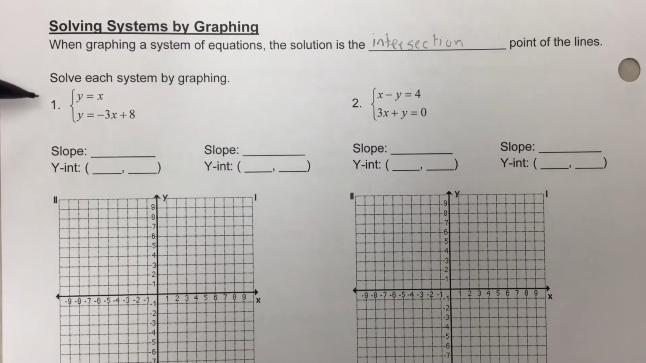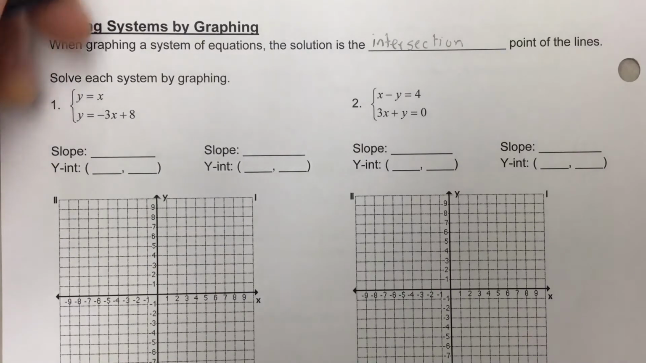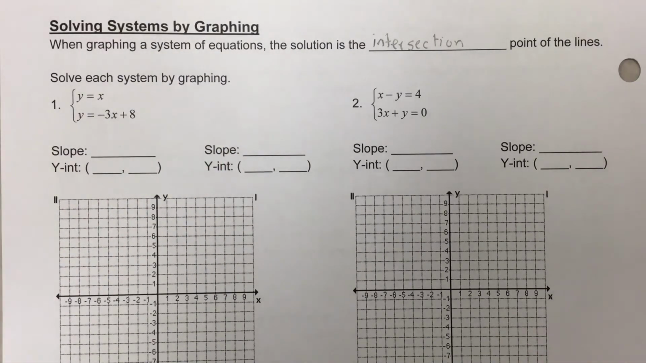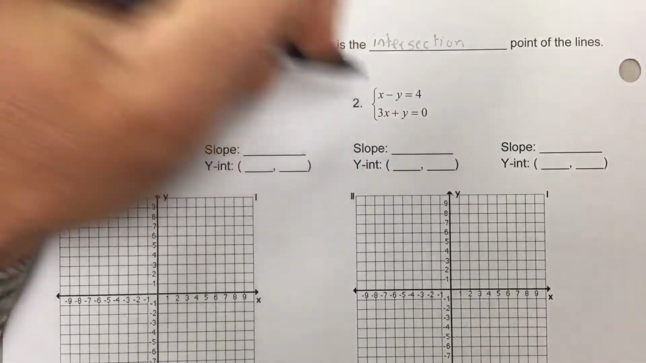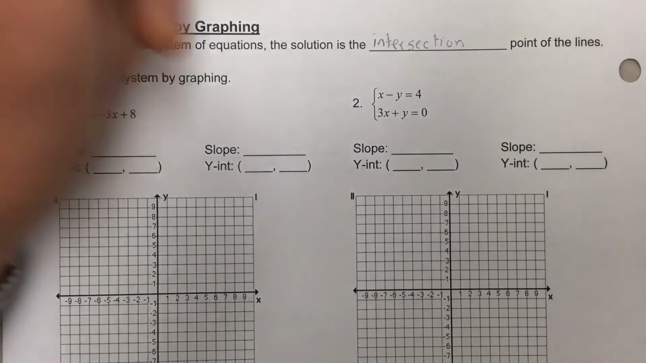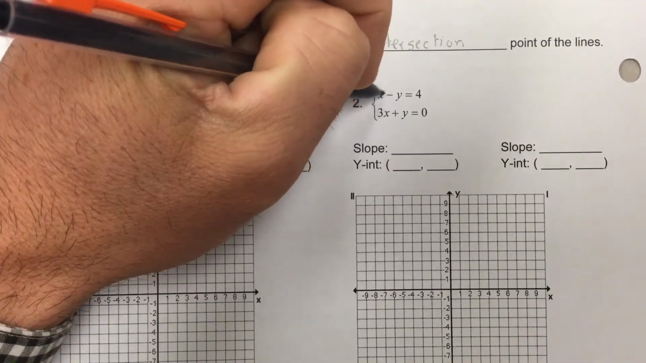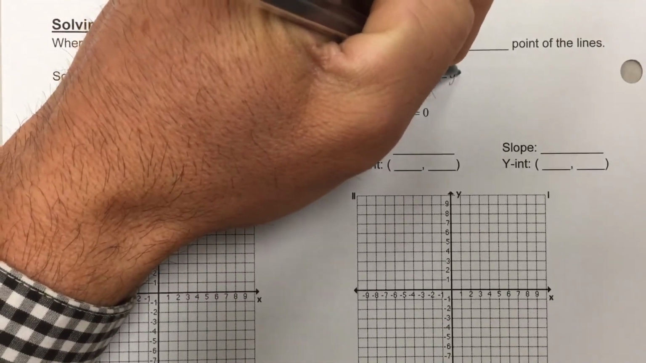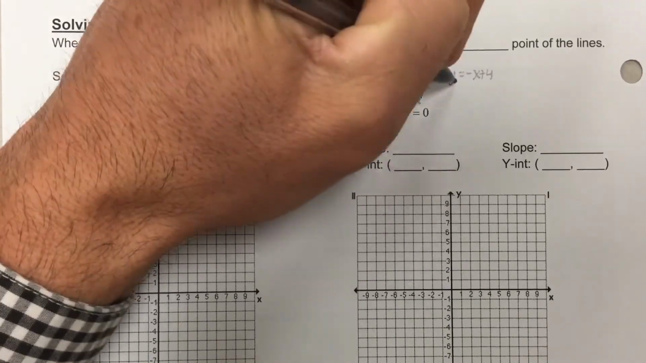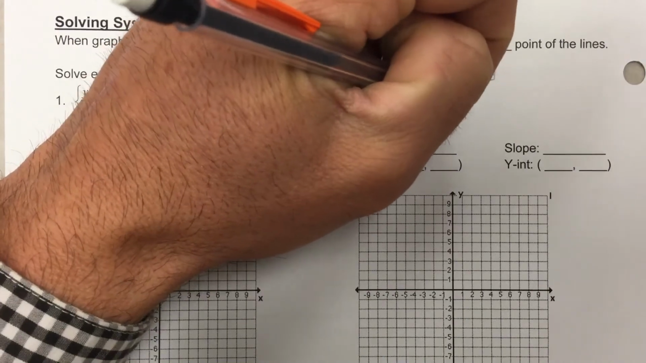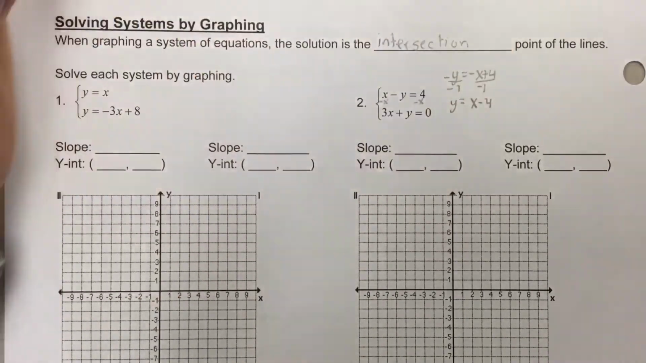So if we look at example 1 here, we have y equals x. So remember, actually we'll do example 2 here. Example 2, these are in standard form. So the first thing we actually have to do is get the y by itself for each of them. So for this first one, I'm going to subtract x, and I would have negative y equals negative x plus 4, and then divide everything by negative 1. So my first equation here is going to be y equals x minus 4.